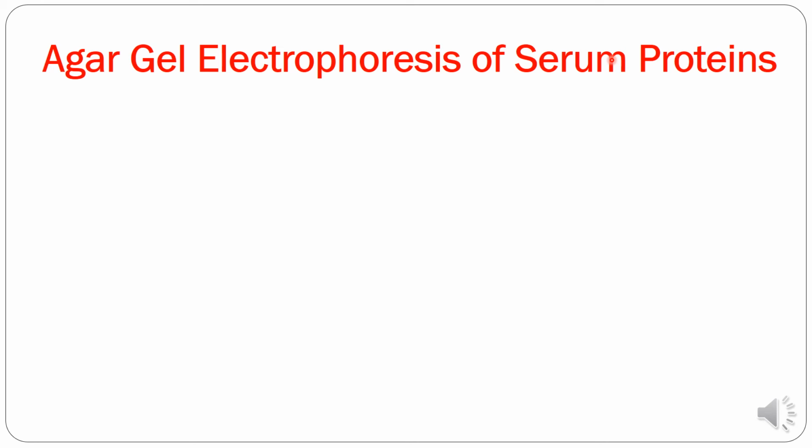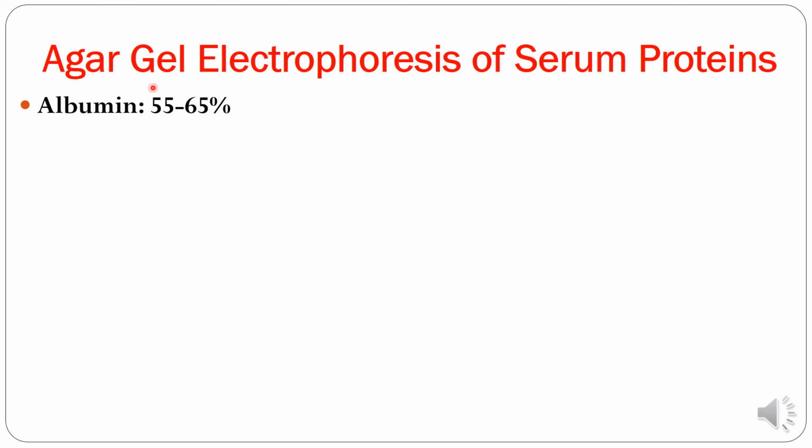Now we'll also see one more method, which is agarose gel electrophoresis, which helps us to identify different fractions of serum proteins. At the moment, we know that they are either albumin or globulins. Which type of globulins they are also sometimes may become important to know, because it helps us in differential diagnosis. So let us see.